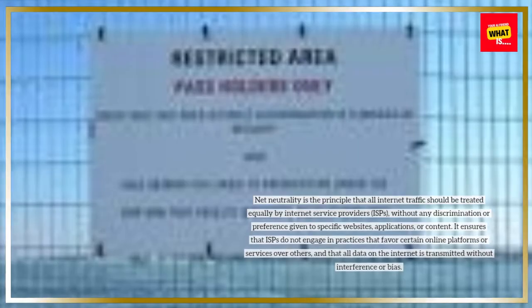Net neutrality is the principle that all Internet traffic should be treated equally by Internet service providers, ISPs, without any discrimination or preference given to specific websites, applications, or content. It ensures that ISPs do not engage in practices that favor certain online platforms or services over others, and that all data on the Internet is transmitted without interference or bias.